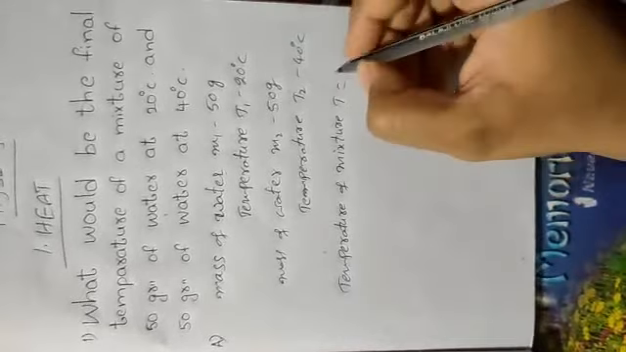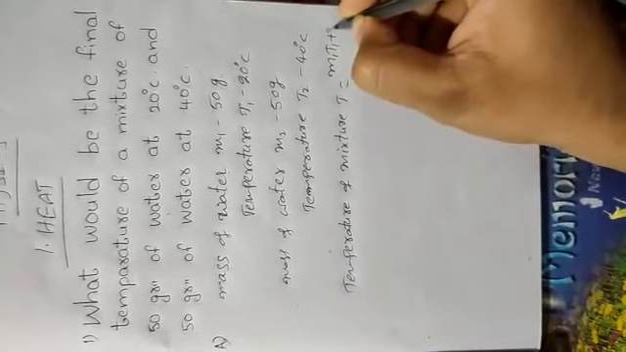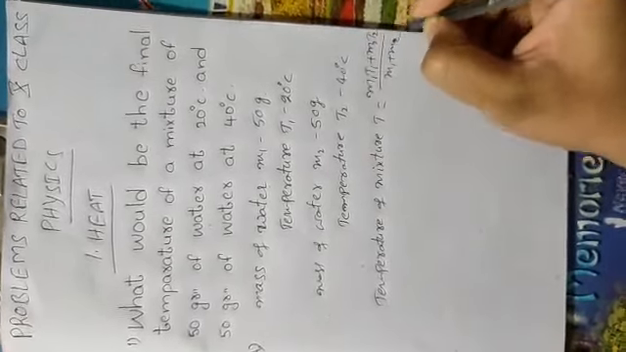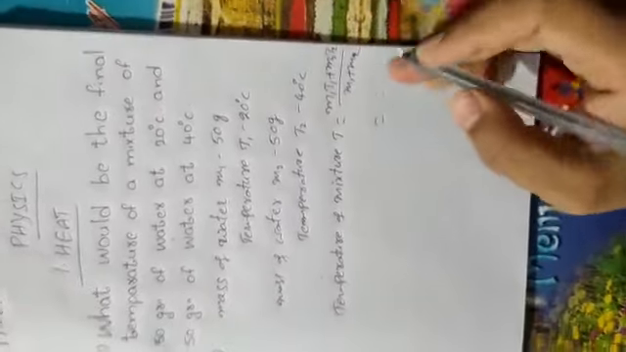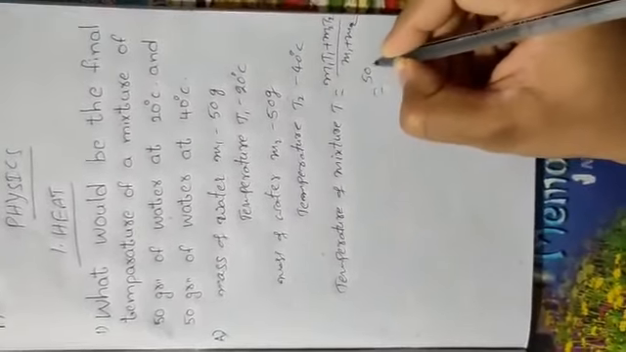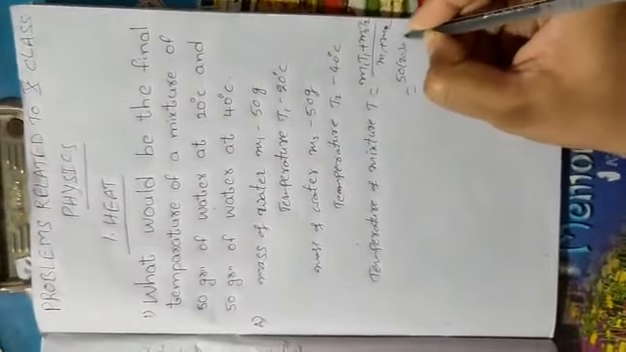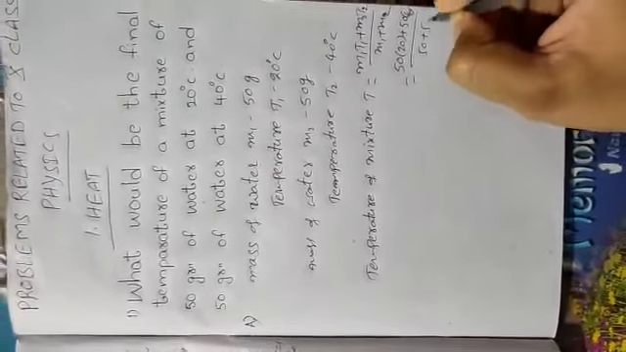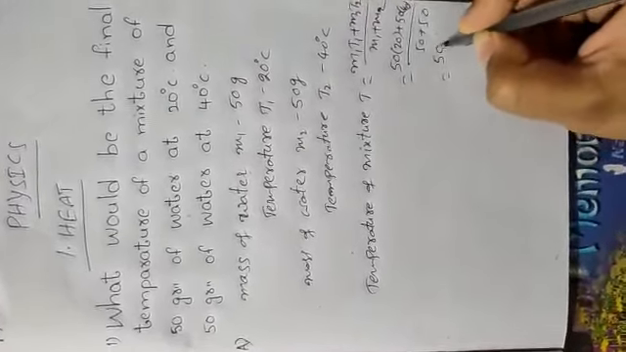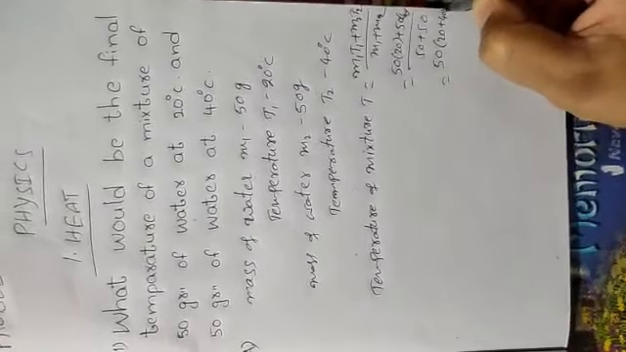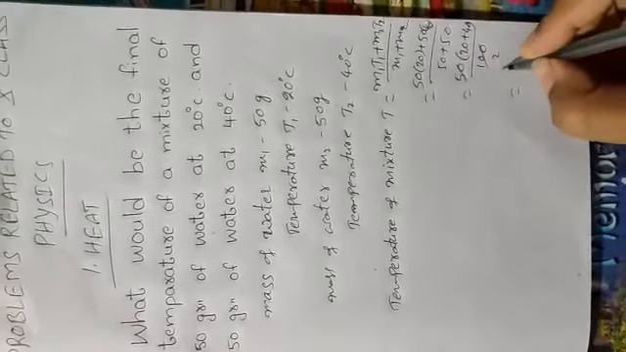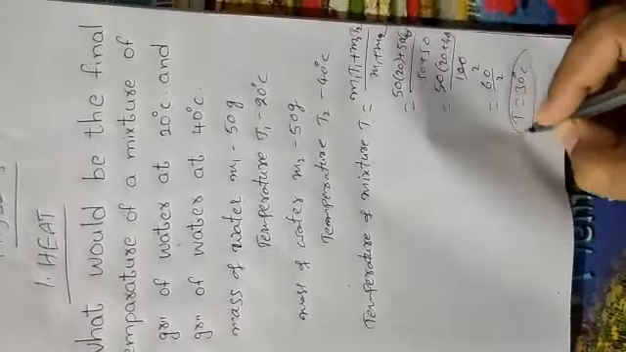T equals M1 T1 plus M2 T2 by M1 plus M2. Here we know all the values. M1 means 50, T1 means 20, plus 50 into 40, by 50 plus 50. Here 50 will be common: 50 into 20 plus 40 by 100. 20 plus 40 is 60 by 2, then 30 degrees Celsius. This will be the temperature of the mixture.